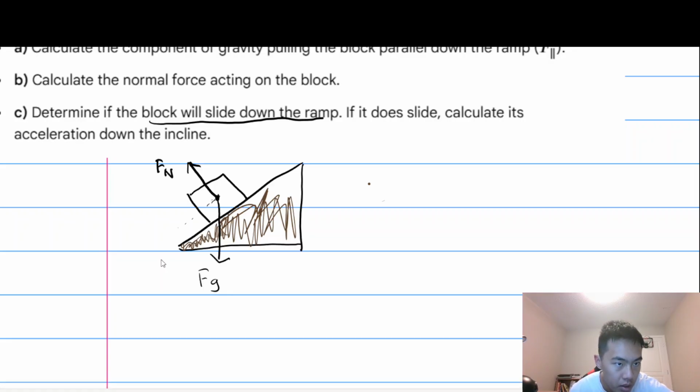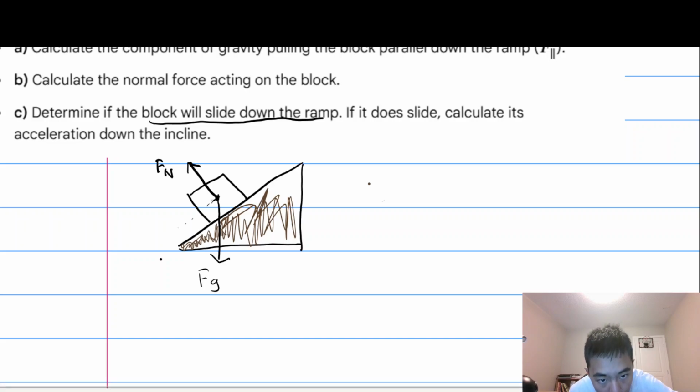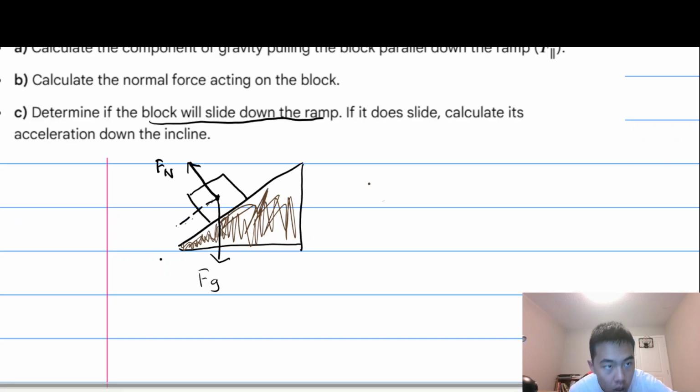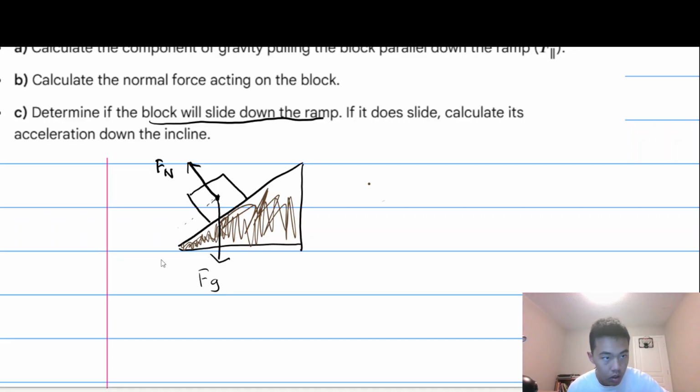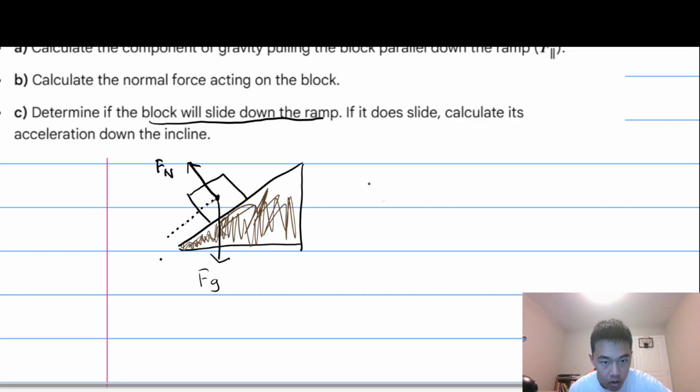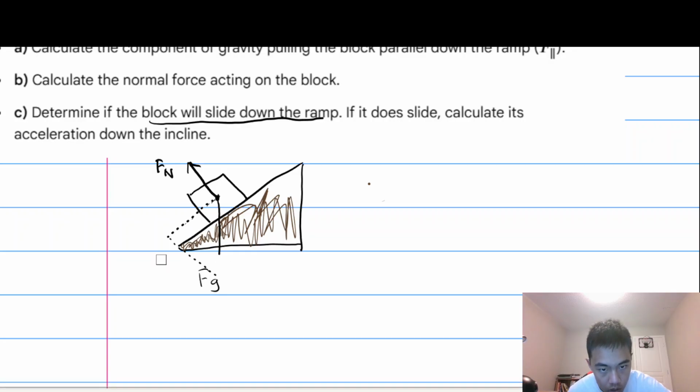Dashed. Wait, I'll do dotted. Dotted line. Oh, I should have made my other one a bit longer. It's fine. This is how I typically like to do it. I just draw my arrows like this.